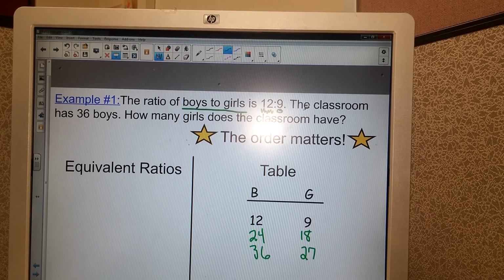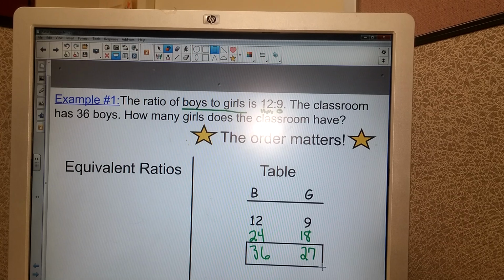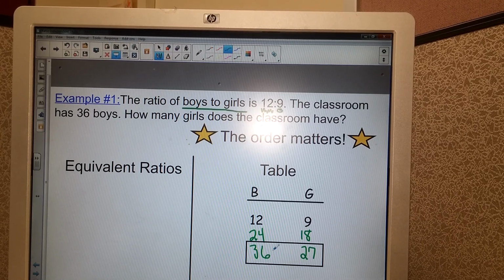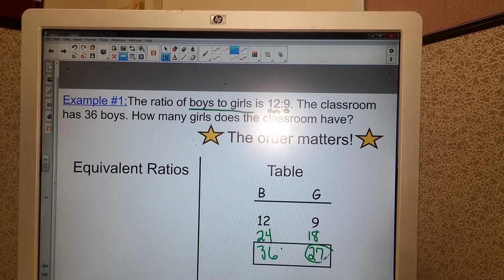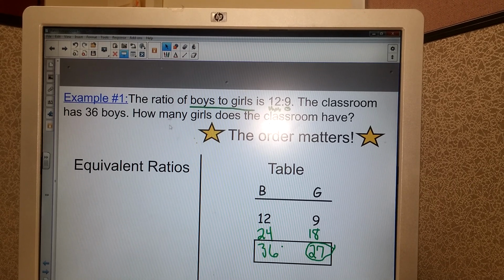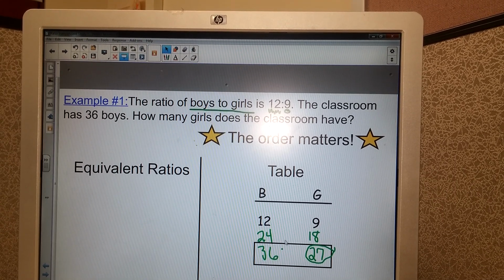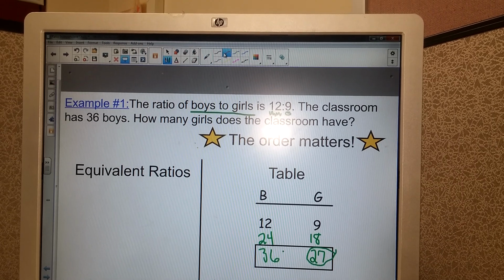And the problem says the classroom has 36 boys. How many girls does it have? Well, when we go to our table, here's 36 boys. Here is our equivalent amount of girls, which is 27. Now this table works pretty well in this example because we don't have to go very far. All we have to do is a couple multiples to get there. However, a ticket is a much faster way.